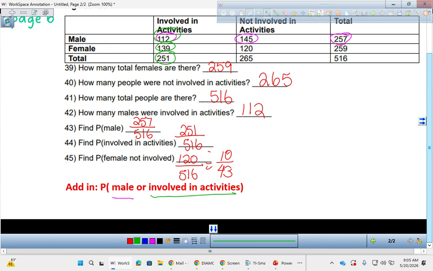It's overlap, okay? So to do an overlapping probability, you first do the probability of the males. I'm just gonna find the probability of males. We actually already did that in number 43. The probability of male was 257 over 516. I'm going to add that to the probability of involved in activities. We actually already did that too. Involved in activities we said was 251 out of 516.